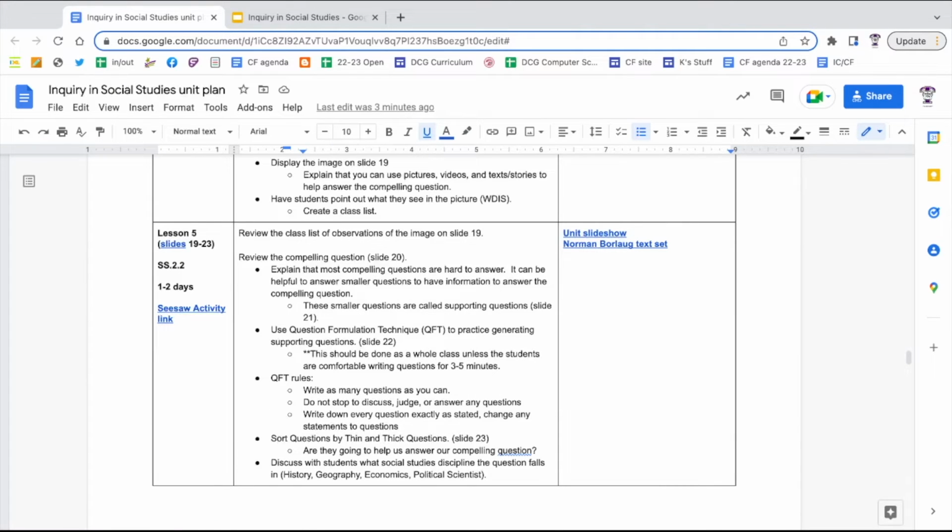In Lesson 5, we move on from the compelling question, and we try another strategy called the question formulation technique, or QFT, in order to have students generate supporting questions, which is another of our social studies standards for this year. I would recommend doing this as a whole class, unless your students are really strong question writers at this point. In the QFT, the general rule is that you're going to set a timer, maybe 5 minutes or so for this first round. You're going to generate as many questions as you can. You don't stop for any reason. And if a question is presented more as a sentence, you just switch it into a question format.